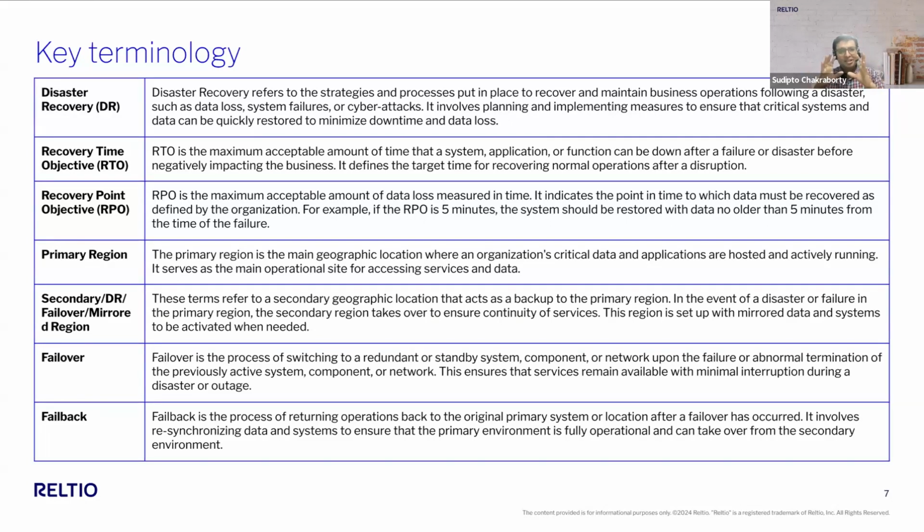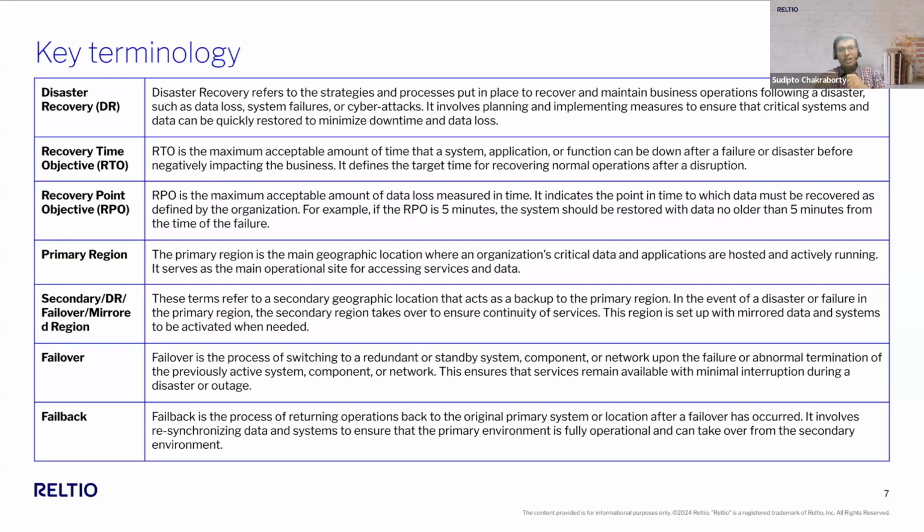So if all these terms still feel abstract, imagine this: your primary region is like your main office building. DR is the emergency plan if that building is inaccessible, maybe a fire drill plan.